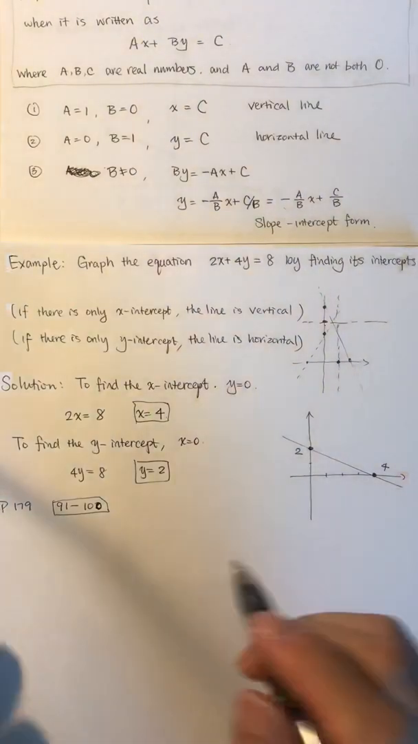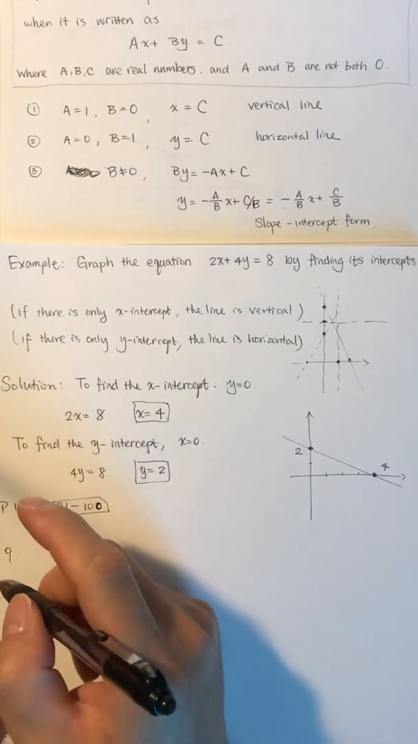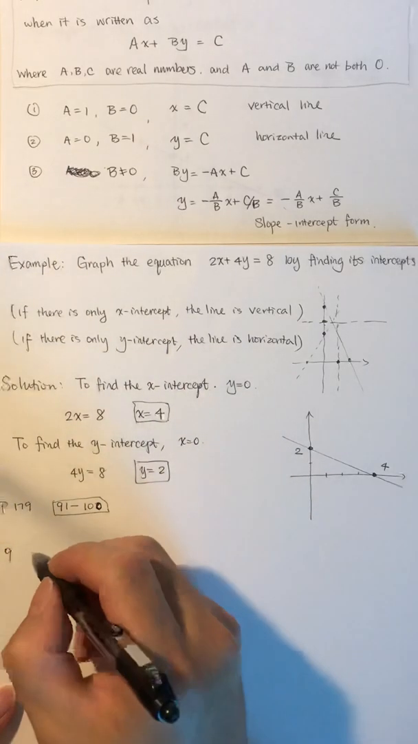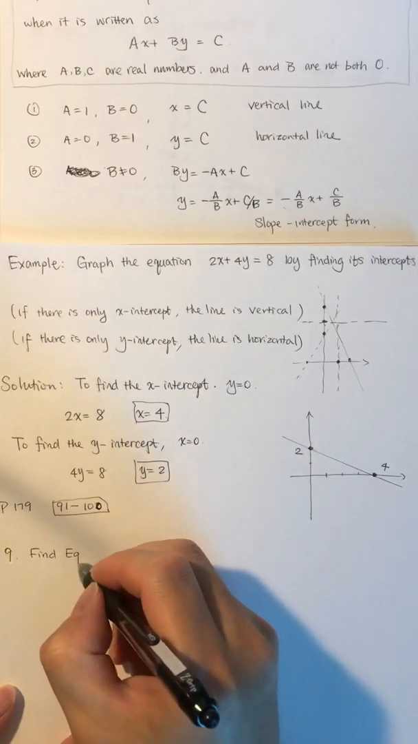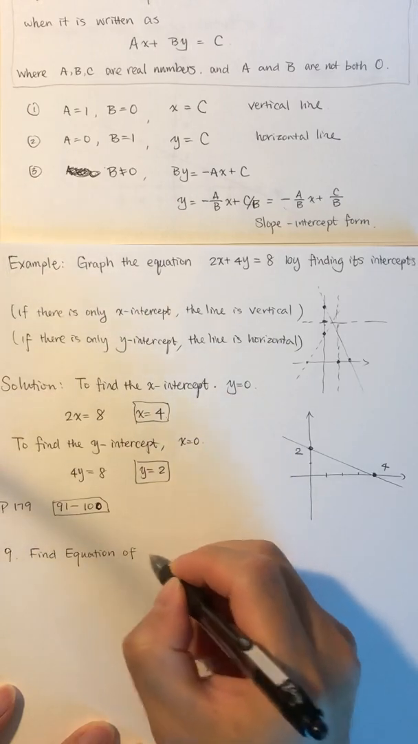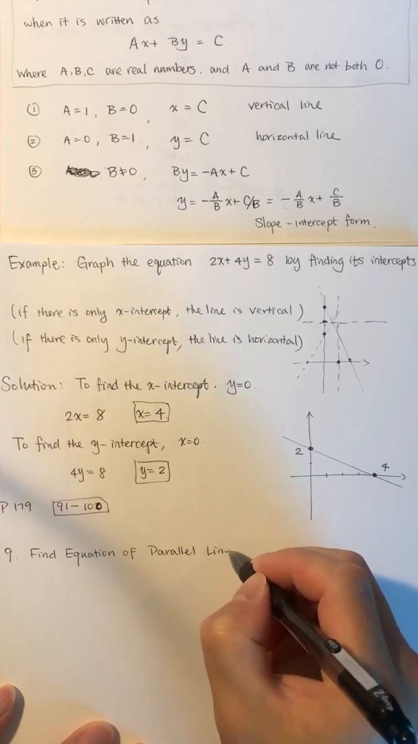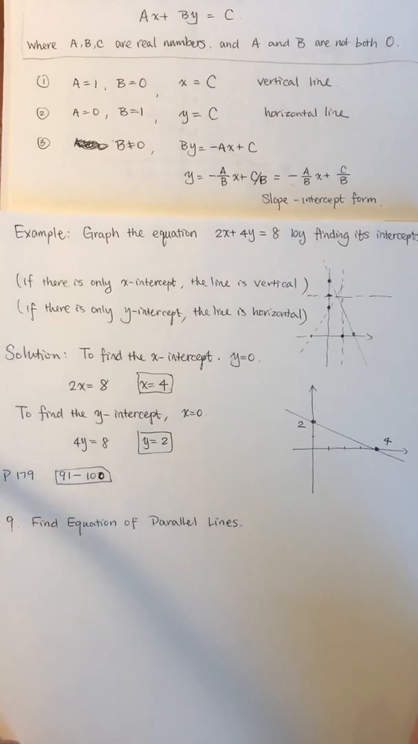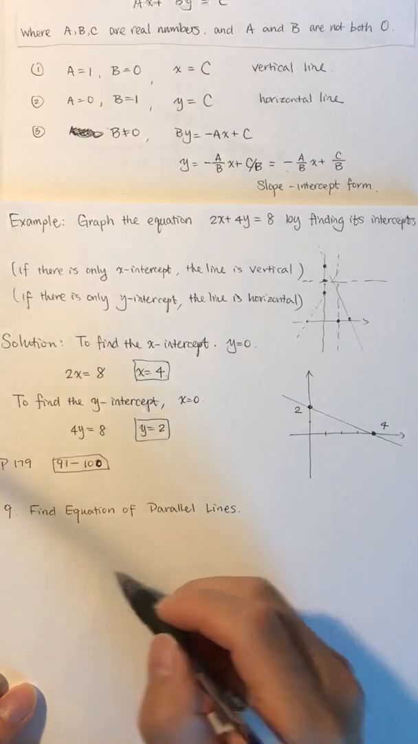Alright, so part 9. In part 9, we're talking about an important geometric condition, parallel lines. Find equations of parallel lines. What are parallel lines? Parallel lines just means two lines have the same direction.